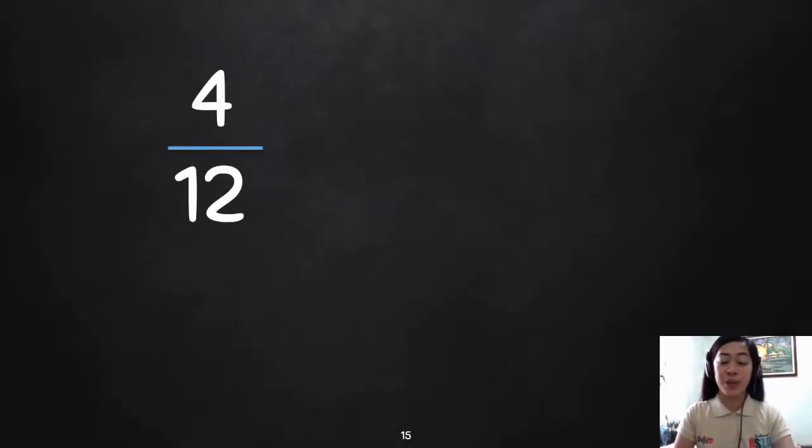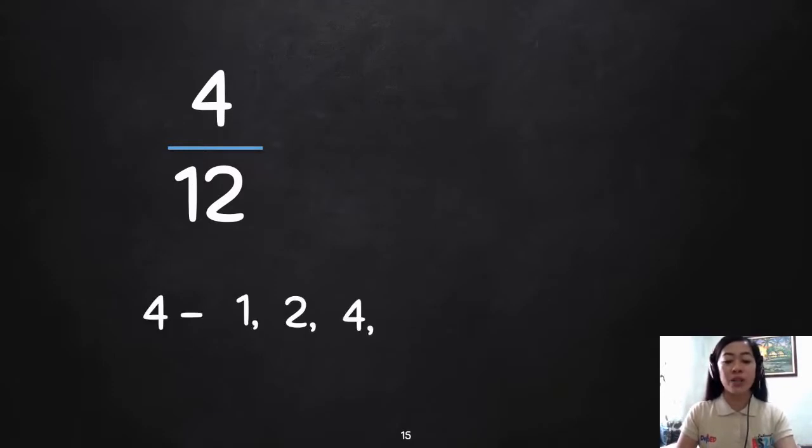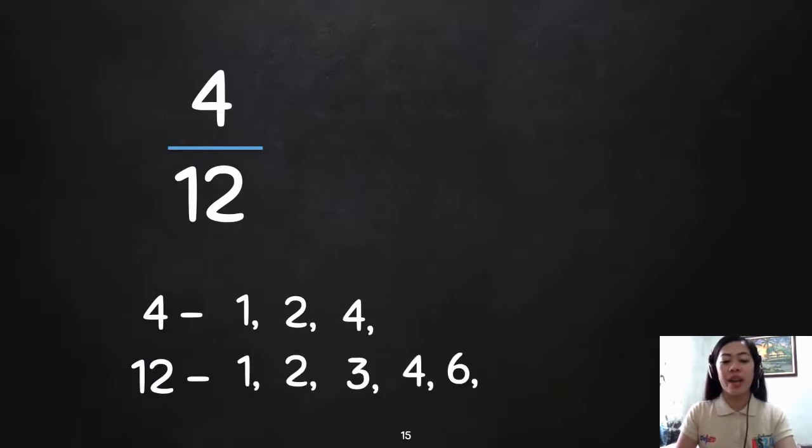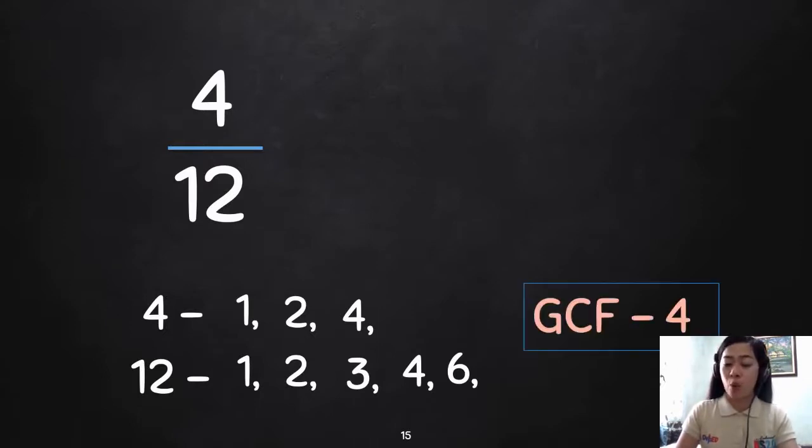Let's have more examples. Let's simplify 4/12 to lowest term. So the first step is to find the greatest common factor by listing the factors of 4 and 12. The factors of 4 are 1, 2, and 4, while 12 are 1, 2, 3, 4, and 6. Okay? As you can see, meron silang 3 common factors, 1, 2, and 4. But since ang hinahanap natin is the greatest common factor, it's the 4. Our GCF is 4.